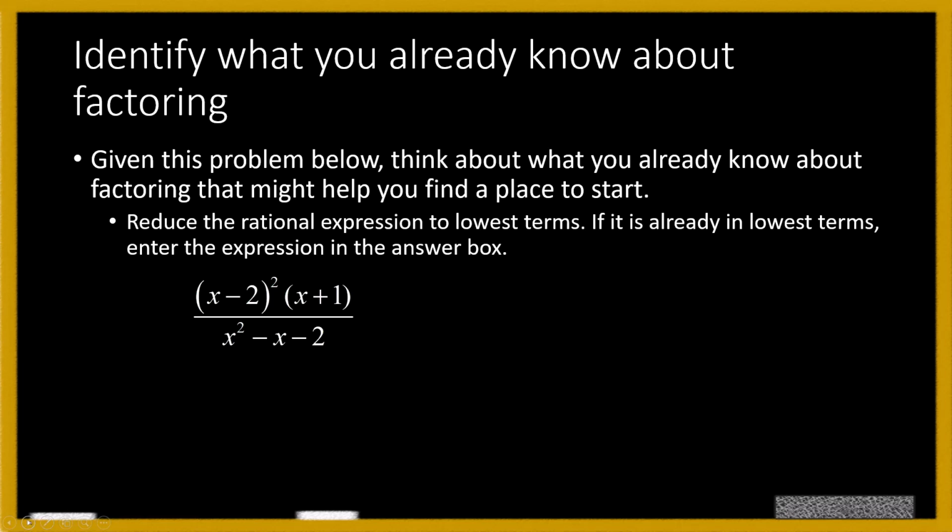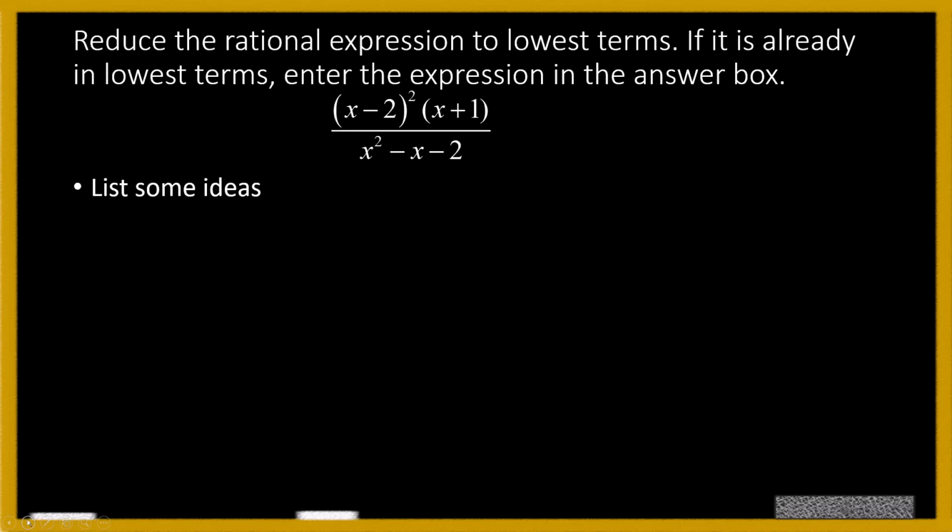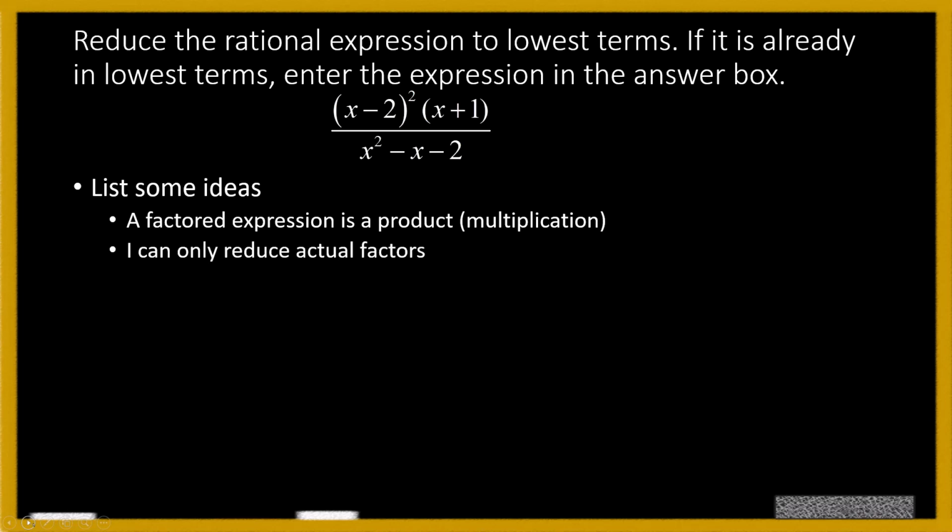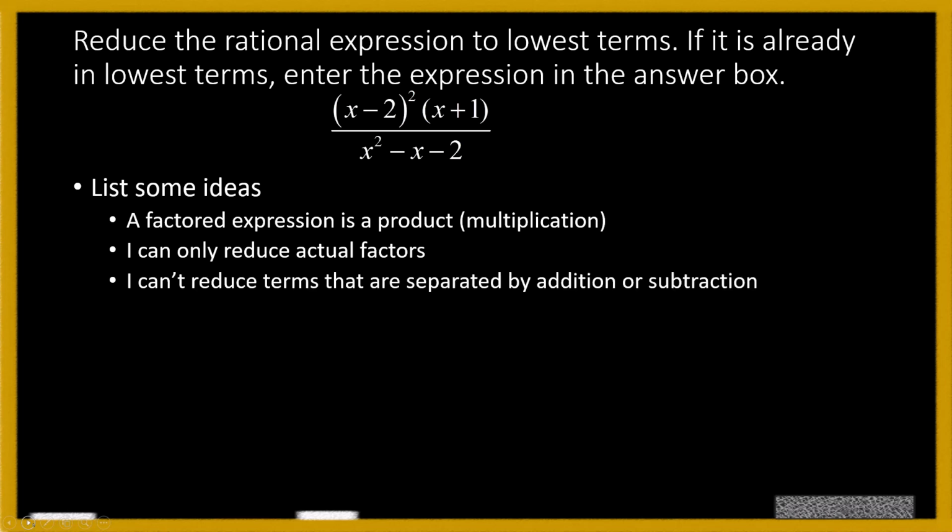So let's start with a brainstorming list of what is known about factoring. So we're going to start by listing some ideas. We do know that a factored expression is a product, so it's made of a multiplication problem. I know I can only reduce actual factors, and I can't reduce individual terms that are separated by addition or subtraction. So for example, I can't cross out the -2 in the denominator with the -2 up here in the first parenthesis. I know that can't happen.